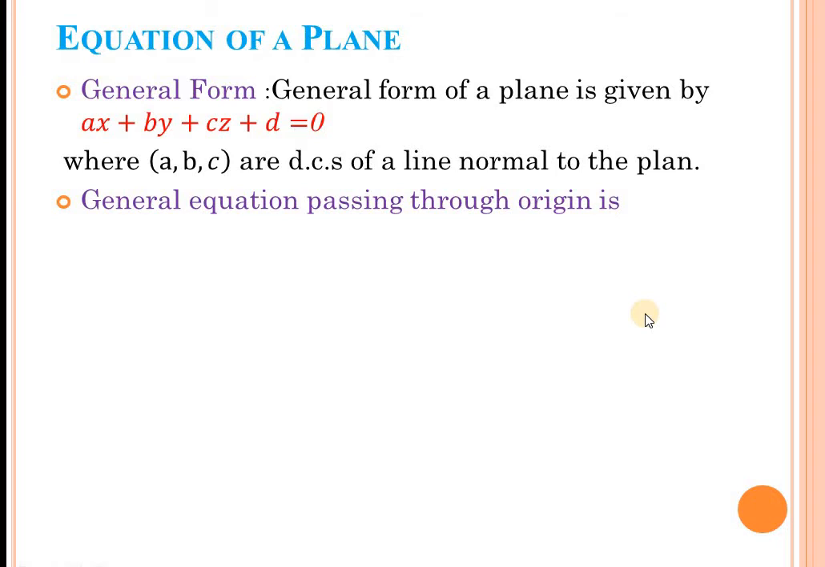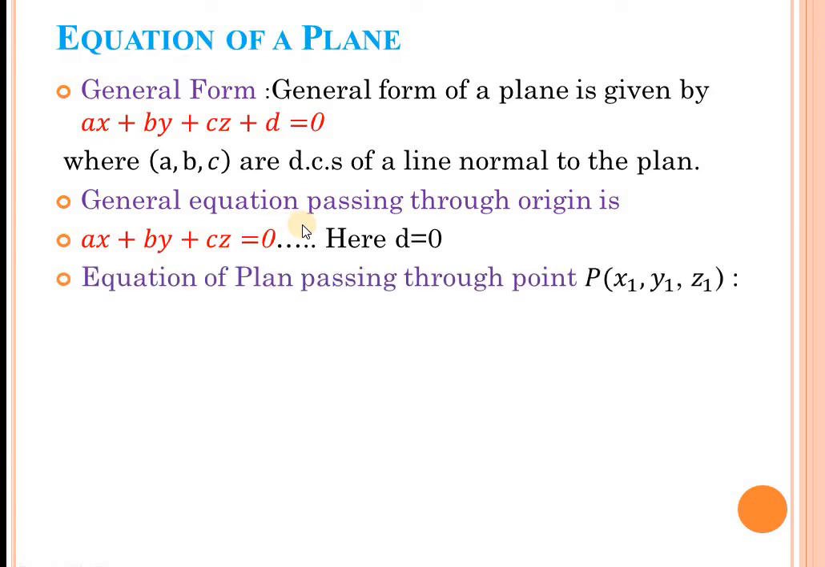Now suppose the general equation of a plane passing through the origin: if the plane passes through the origin, x, y, z satisfy the equation, d becomes 0. So ax plus by plus cz is 0. Now we find the equation of the plane passing through a particular point P(x1, y1, z1).